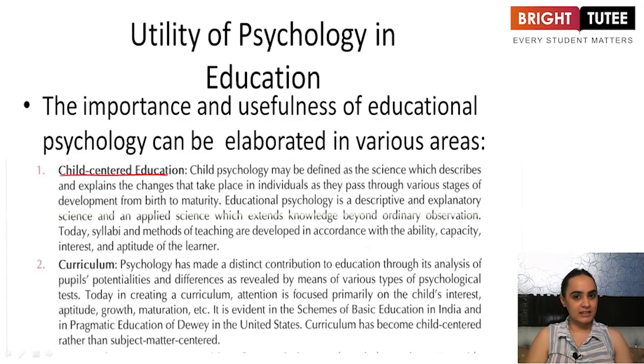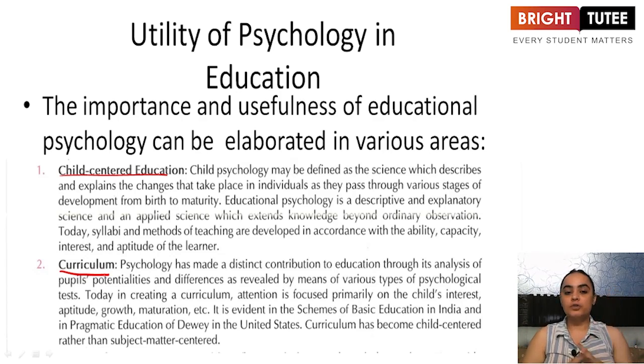The second thing that educational psychology talks about is the curriculum. Now, what is the curriculum? Curriculum means what all things will be a part of the child's education. This includes both academic as well as the co-curricular activities that a child is exposed to. Everything is a part of the curriculum.